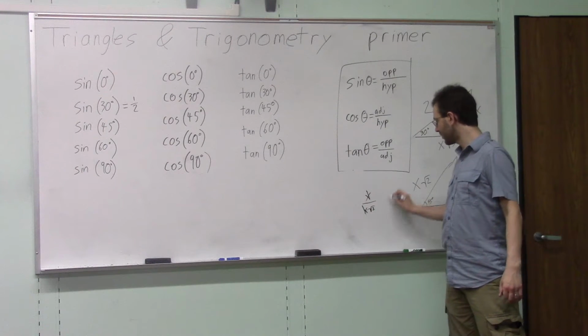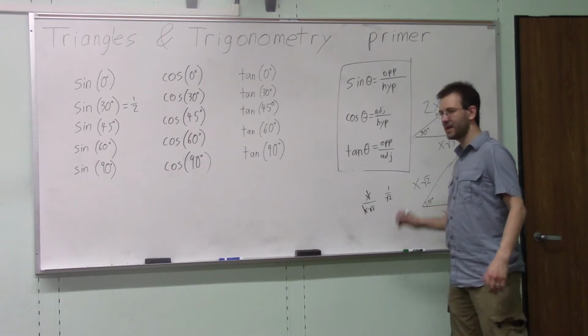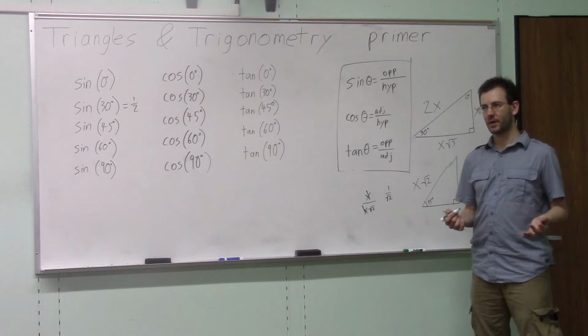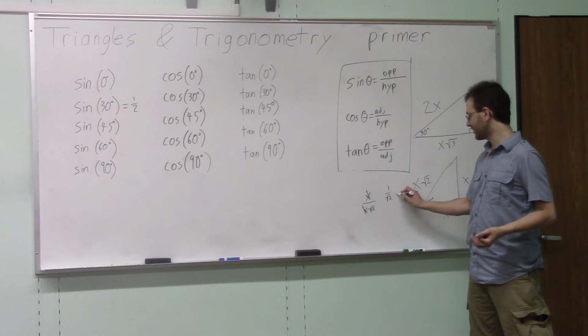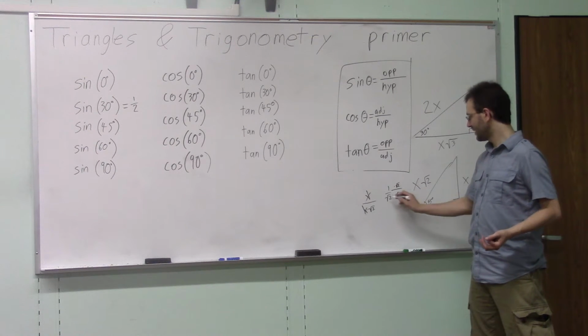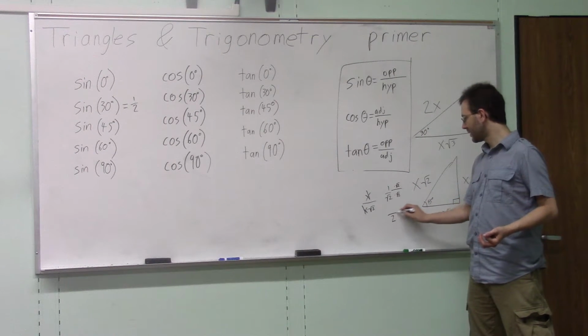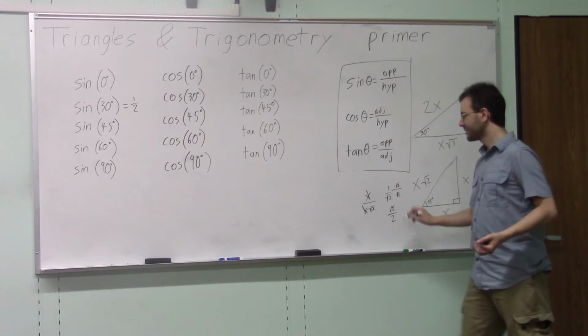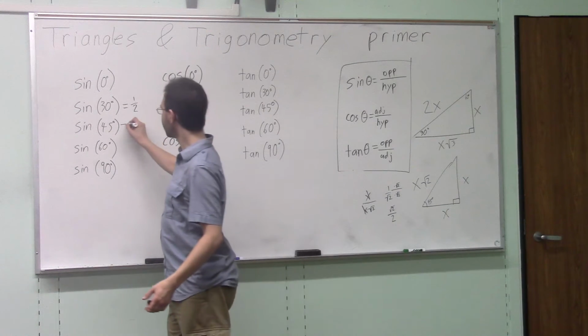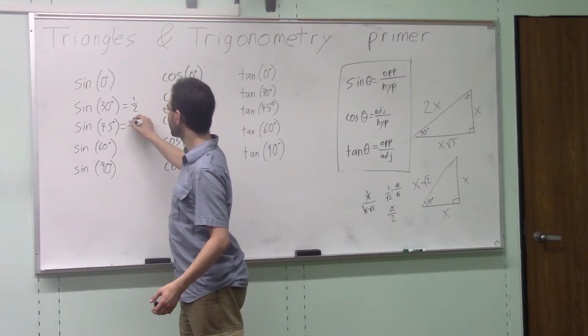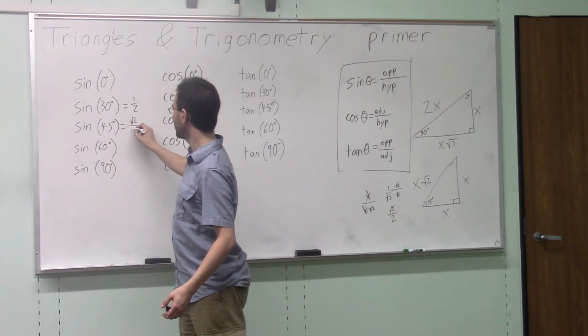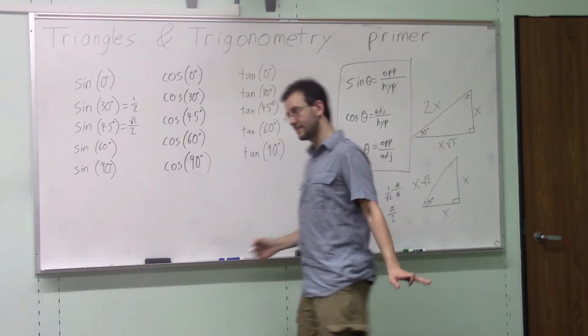That cancels, and you could write 1 over root 2, but then if you've taken algebra 2, you probably know how to rationalize this to make sure the denominator stays rational. This becomes root 4, which is 2, and in the numerator you have root 2. So the sine of a 45-degree triangle is written as root 2 over 2.